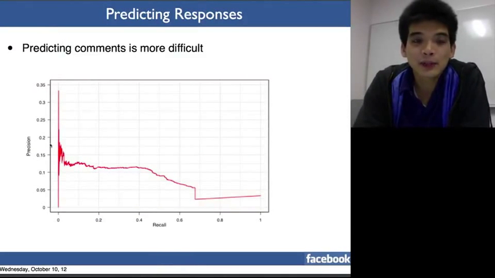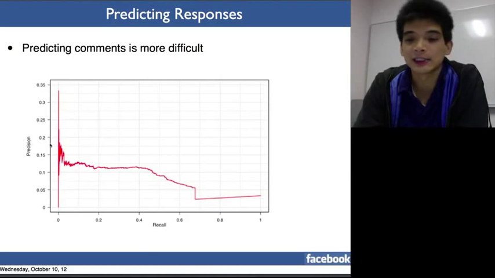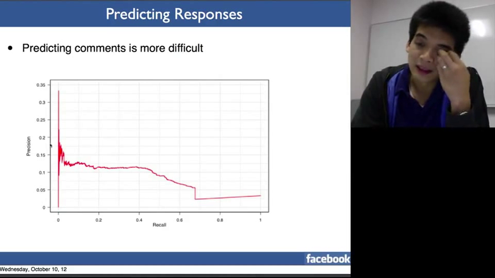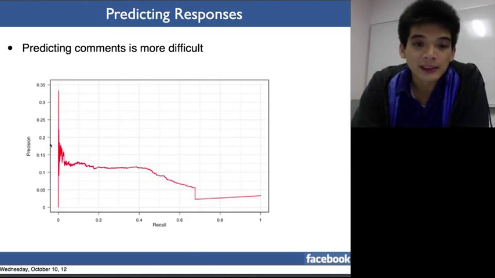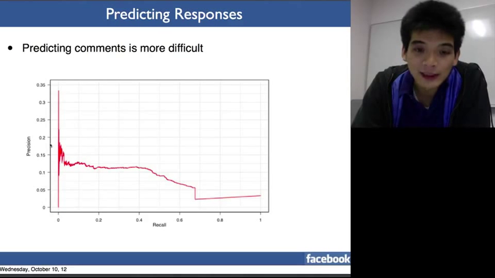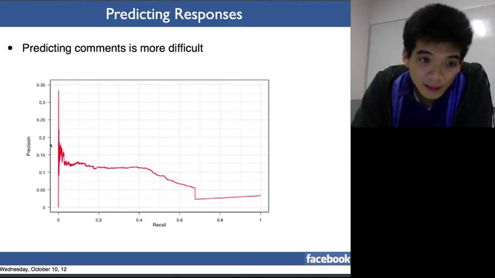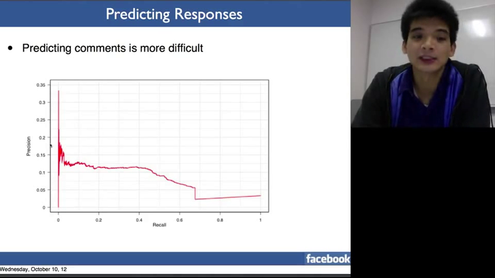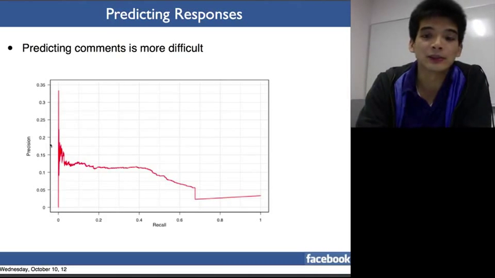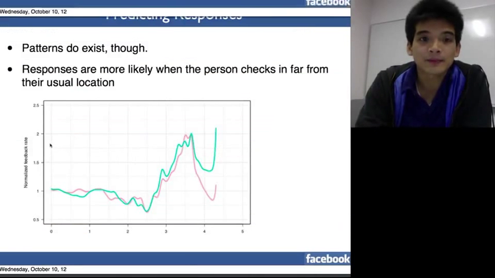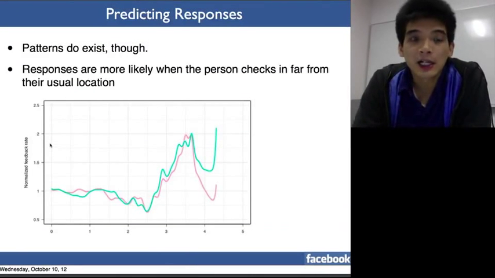Not surprisingly, predicting whether someone will comment on a check-in is a lot more difficult, because there's just a lot of noise and a lot more randomness. Here we see that with a 60% recall rate, we can only predict with about 6% precision. So this is basically just noise, which was not too surprising. However, we do see there are patterns.